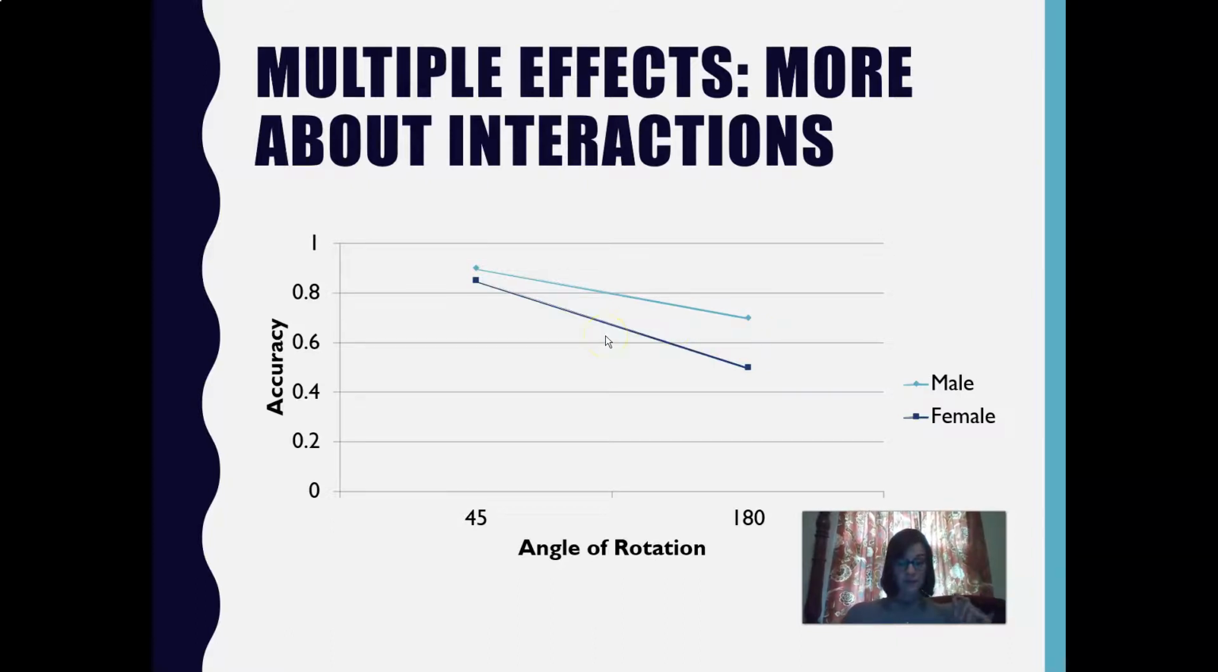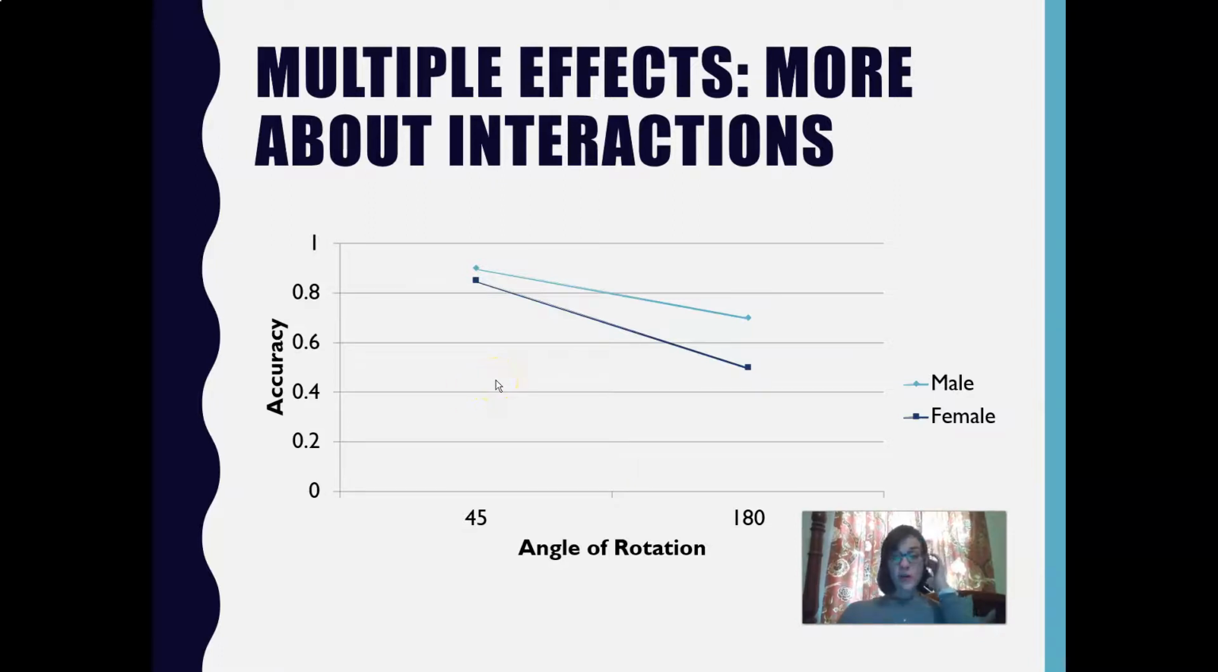Now, how do I know that? Look at my gender effect over angle of rotation. Notice here that my male participants have a slight advantage over my female participants at 45 degrees, but look at how much that gender effect widens when I'm at 180 degrees. So basically, these variables are interacting with each other. The gender effect increases with increasing angle of rotation.